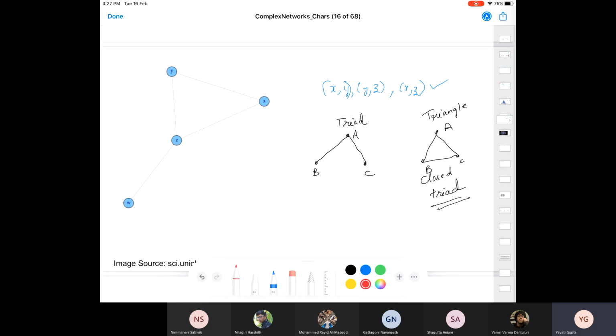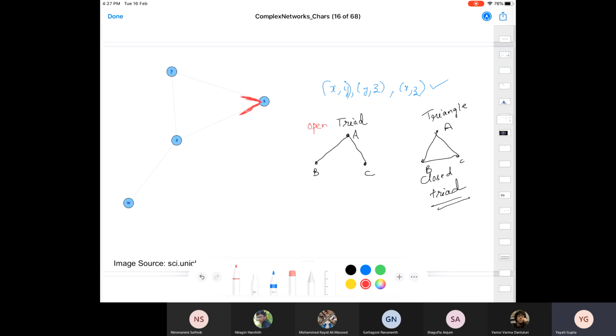So let's figure out what the triads are here. XYZ is a triangle, a closed triad, right? So I currently mark it like this. Later on, I'll see whether it's closed or not. I'm referring to these as open triad and closed triad. I'll figure out how many triads there are and then we'll see how many of them are closed. So this is one triad here.